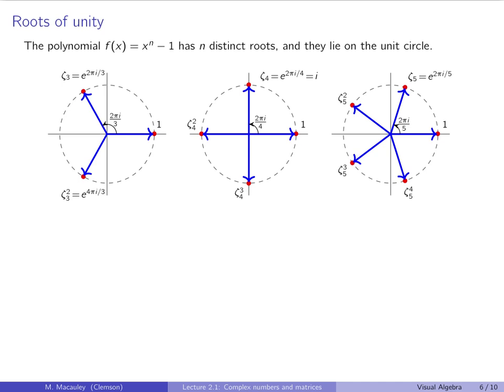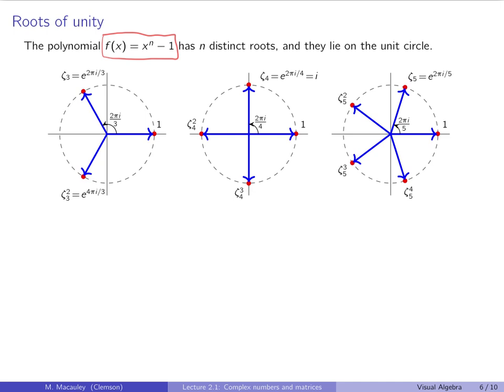It's all about the roots of the polynomial x to the n minus 1. So we know that polynomials of degree n completely factor in the complex numbers, so they have n roots, not necessarily distinct. But I claim that this polynomial will always have n distinct roots, and they lie in the unit circle. And if you see a few small examples, I think it's pretty plain to see how the pattern generalizes.